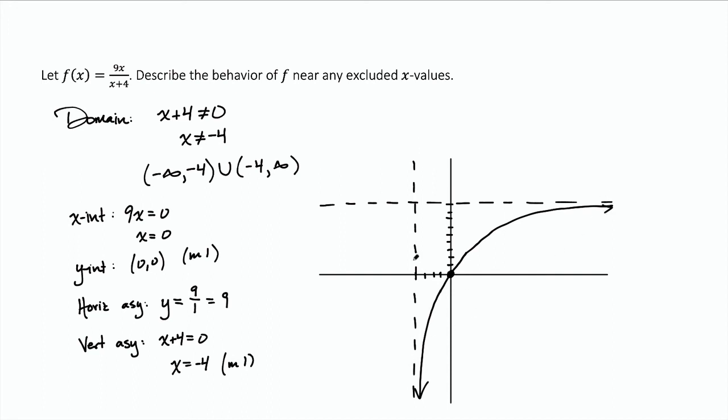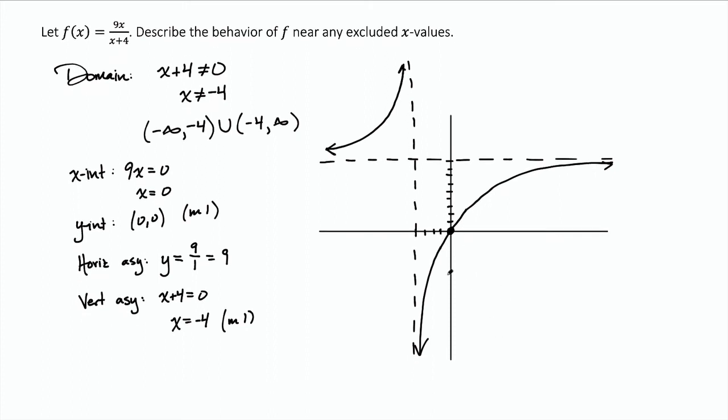Now this vertical asymptote has an odd multiplicity, which means that the behavior on the left side of the asymptote will be different than it is on the right. So on the right of this, we're going down. So on the left, we're going to be going up. And then we come and we follow the horizontal asymptote. So there's the sketch of our graph.